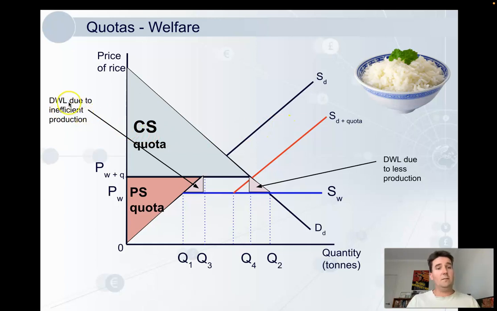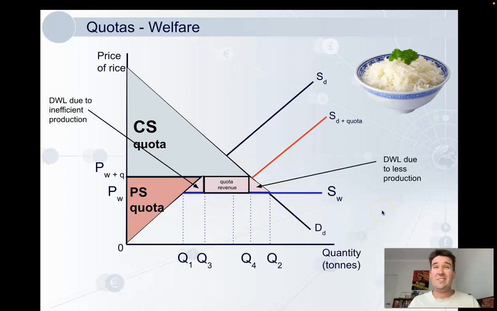So for the same reasons, inefficient production by the domestic producers and less production overall. Okay, and then this quota revenue is actually also a loss to the domestic market because it goes overseas. It doesn't go to the government as it would with a tariff. It goes overseas, so it's lost. So these three areas are welfare loss.